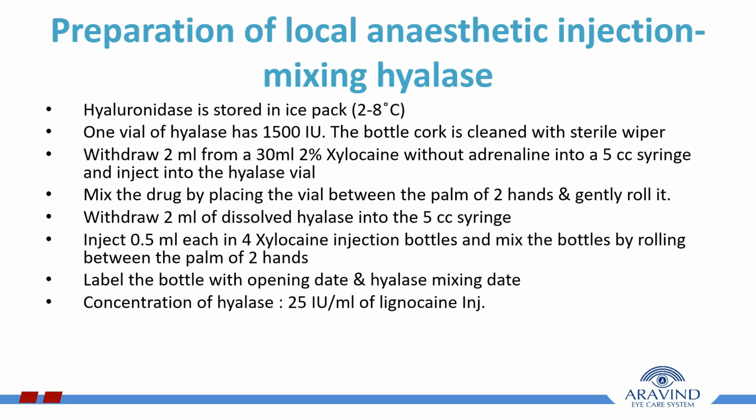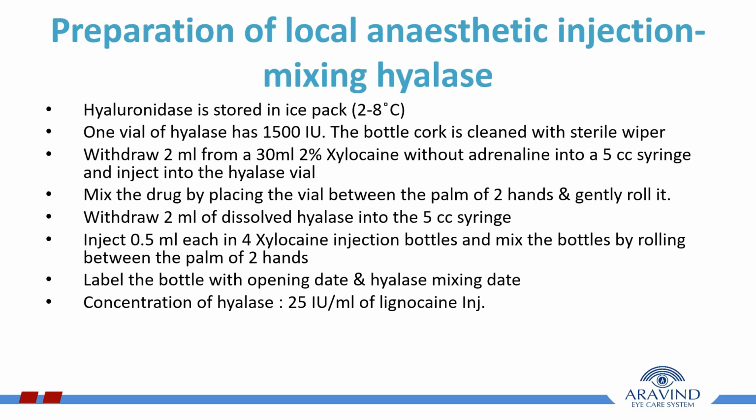Preparation of local anesthetic injection mixing Hyalase. Hyaluronidase is stored in an ice pack between 2 to 8 degrees Celsius. One vial of Hyalase has 1500 international units. The bottle cork is cleaned with a sterile wiper. Withdraw 2 ml from a 30 ml 2% xylocaine without adrenaline into a 5 cc syringe and inject into the Hyalase vial. Mix the drug by placing the vial between the palms of 2 hands and gently rolling it.